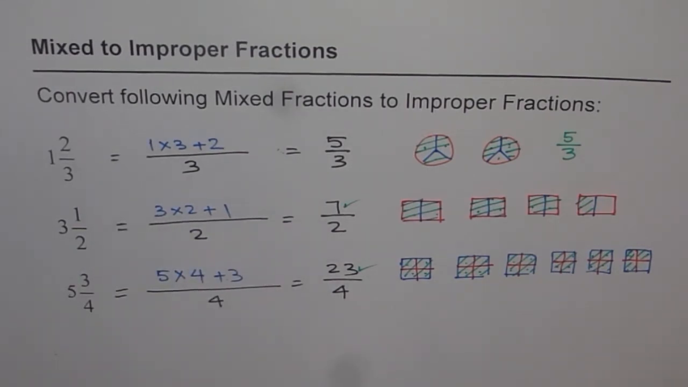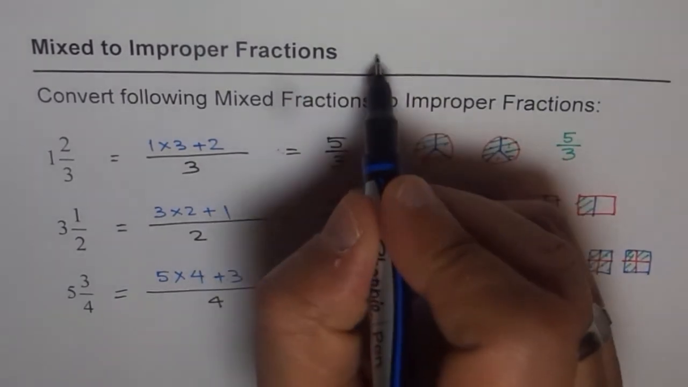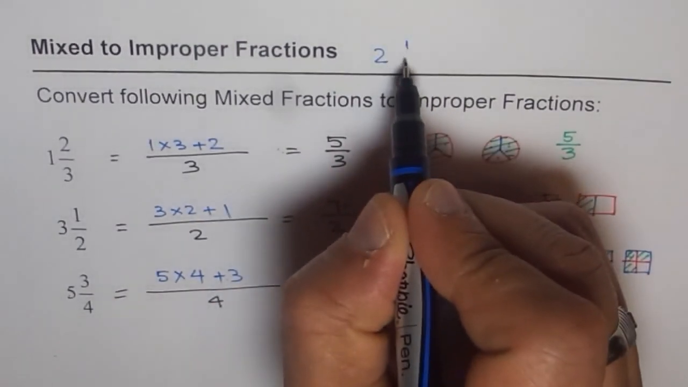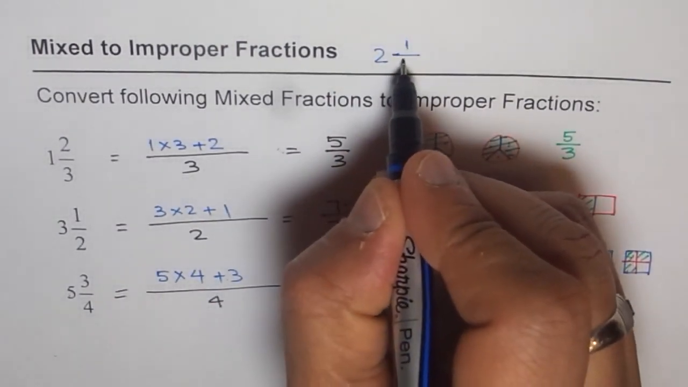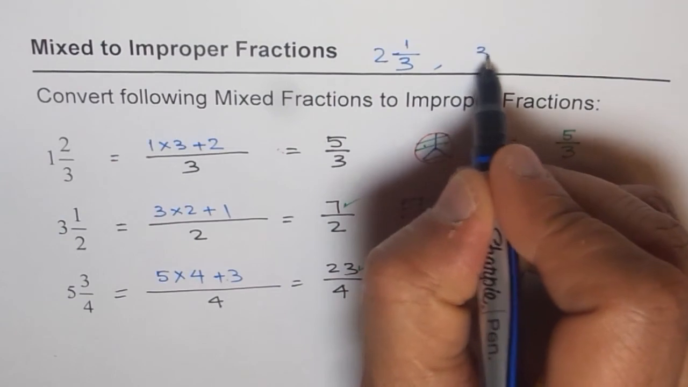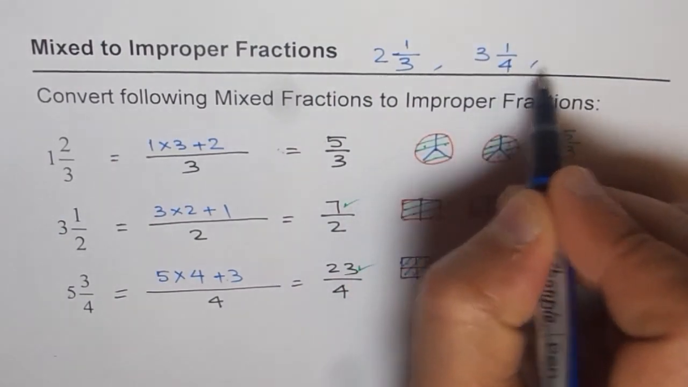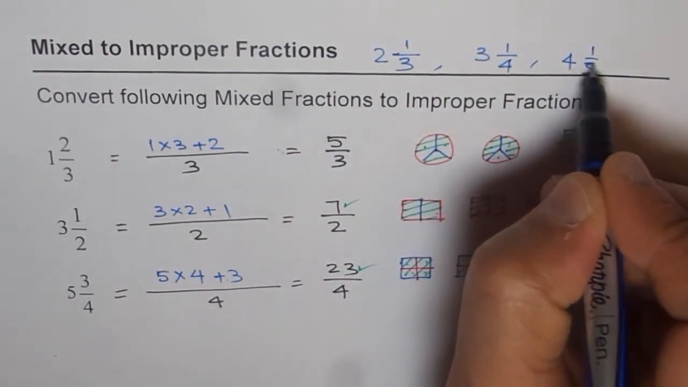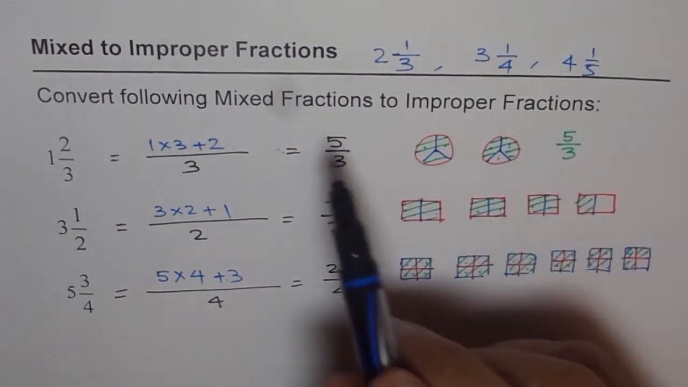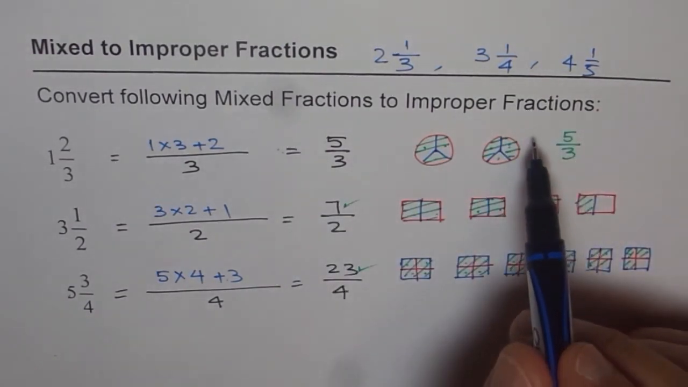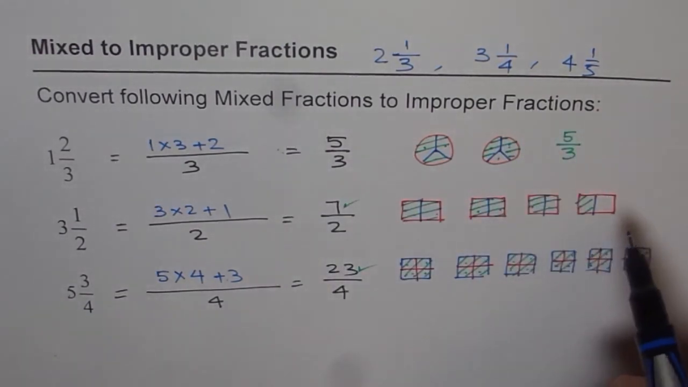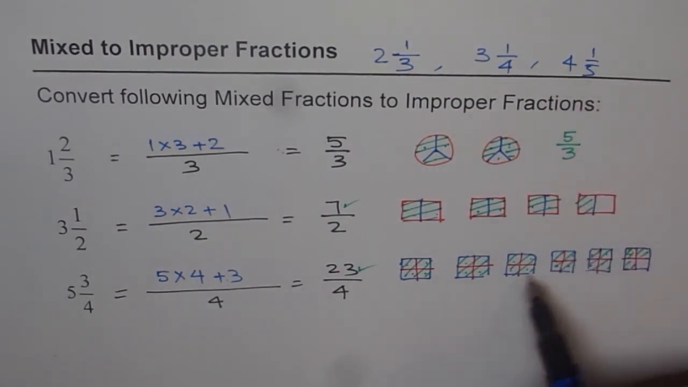Do you get it? Now, for you to practice, let me give you some questions. So these are your questions. Let's have 2 and 1 over 3. And then we have 3 and 1 over 4, and 4 and 1 over 5. Convert them into improper fractions, correct? Illustrate them with the help of a diagram as I did. Do them all. You'll really enjoy it. Have fun.